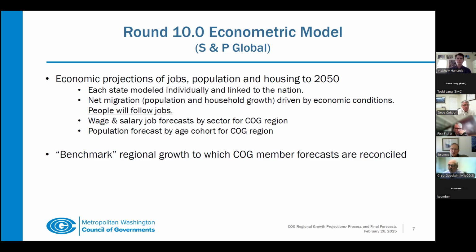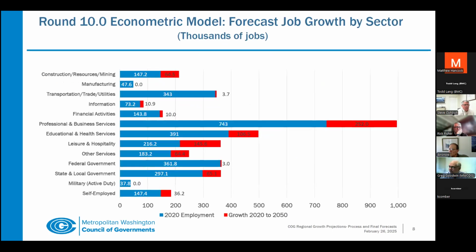So again, we had this alternative econometric model set of regional forecasts, and we compare it to some of our local jurisdictions to see how close. And again, we feel like that is a strength of our process, that we're not just relying on what is being developed by our local jurisdictions, but we are trying to see, does it make sense? And I think our econometric model helps us in making that determination.